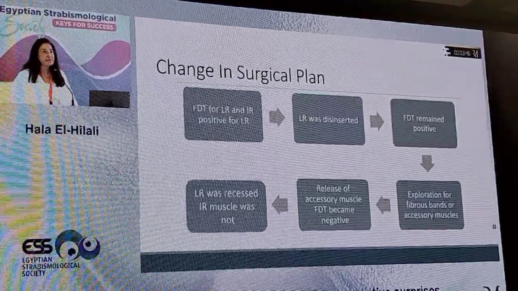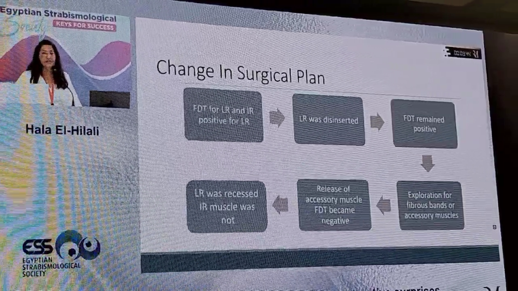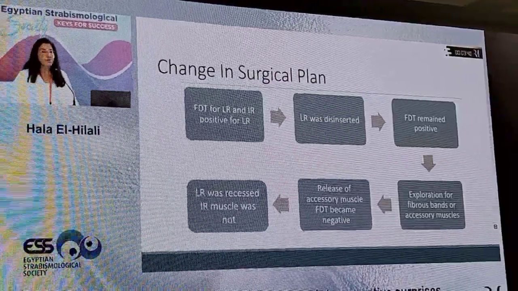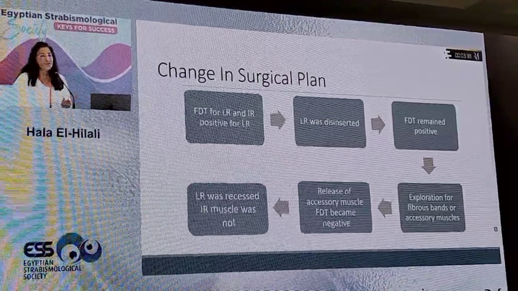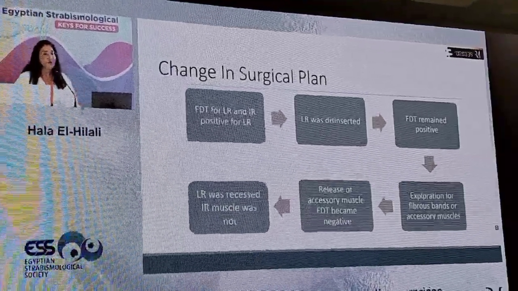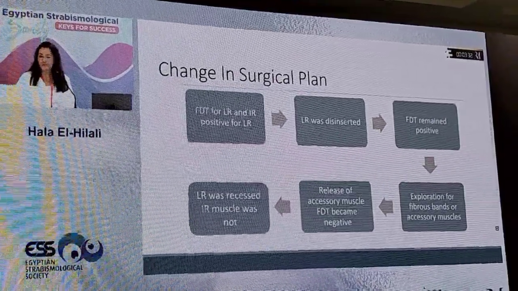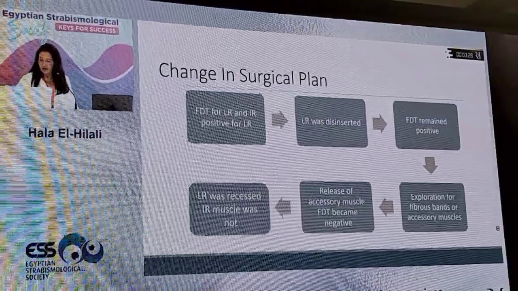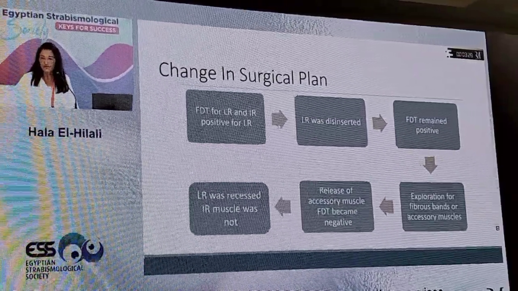So this is how I changed my plan. The force duction test for the lateral rectus and inferior rectus muscles was positive for the lateral rectus. This is why I started with that muscle. I disinserted it, and you should always repeat the force duction test after you disinsert the muscle. It was still positive. This is why I started looking for fibrous bands and accessory muscles.